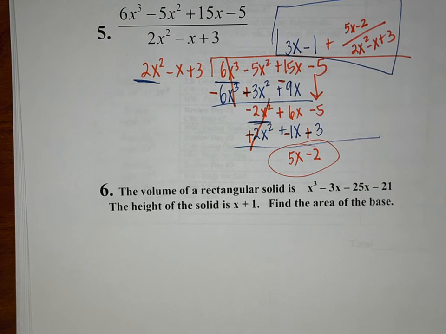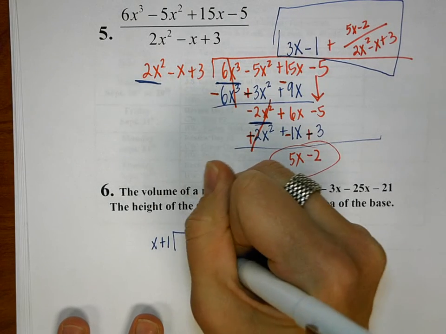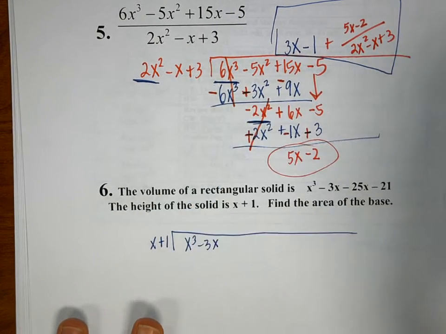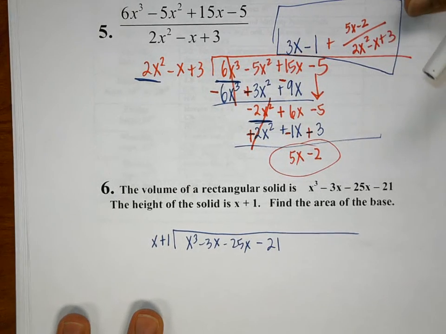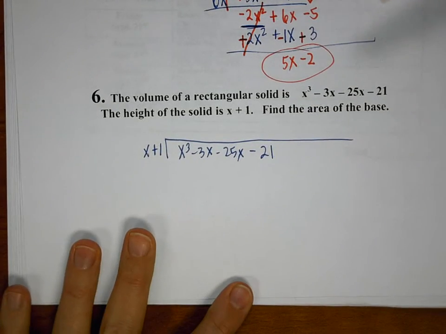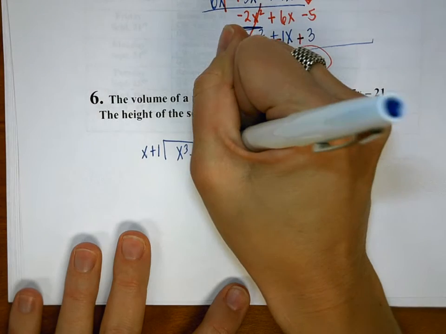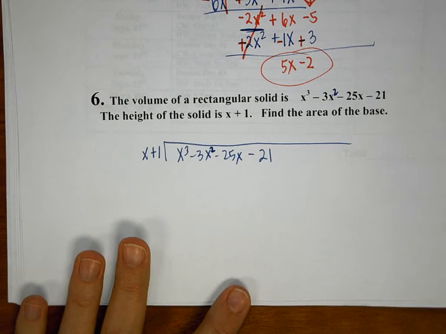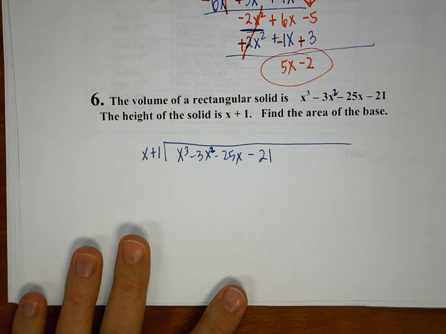Last example. Do you think you guys can do it with your help? How am I going to write this one? So we have x cubed minus 3x squared minus 25x minus 21. Oh, sorry, this is supposed to be x squared, typo. That's supposed to be x squared. Thank you. Good catch. You could have a candy later.